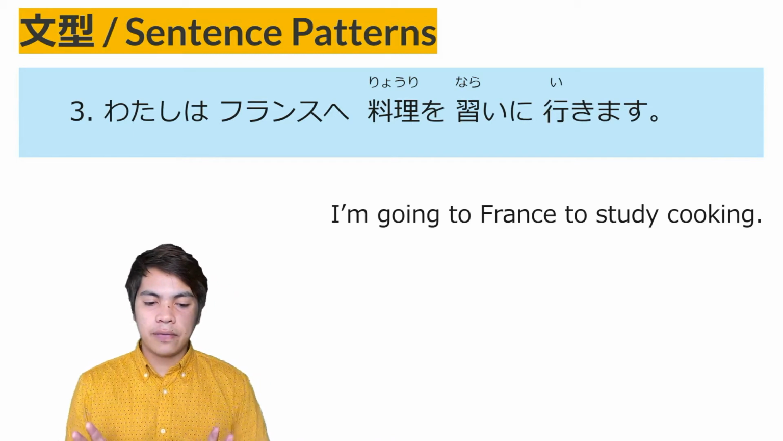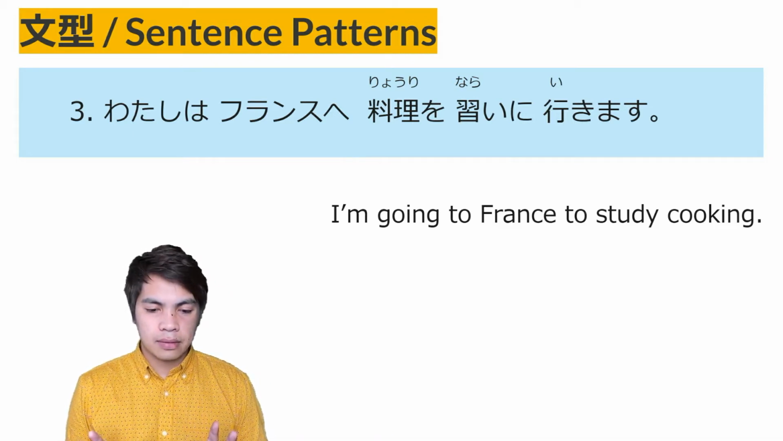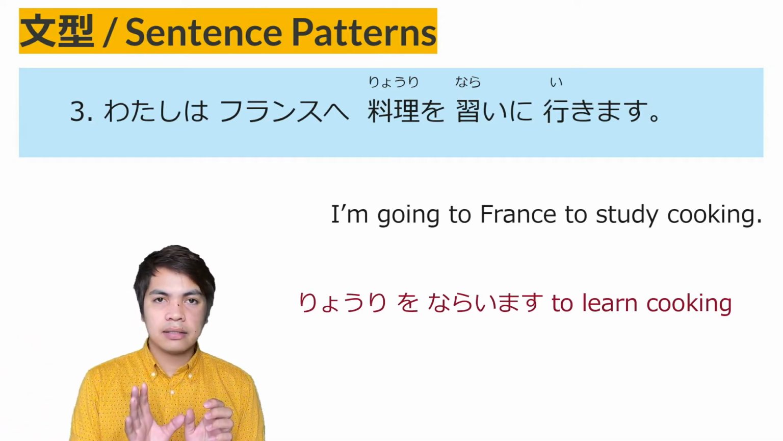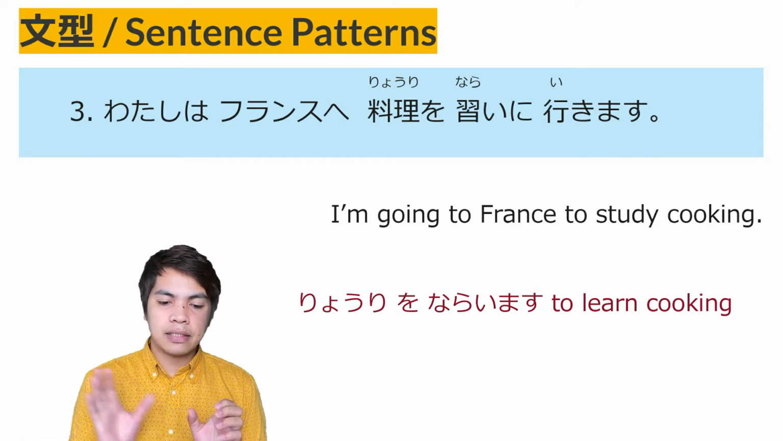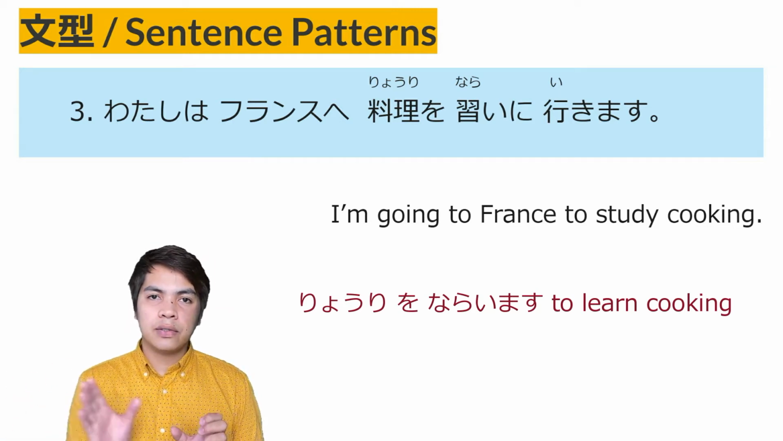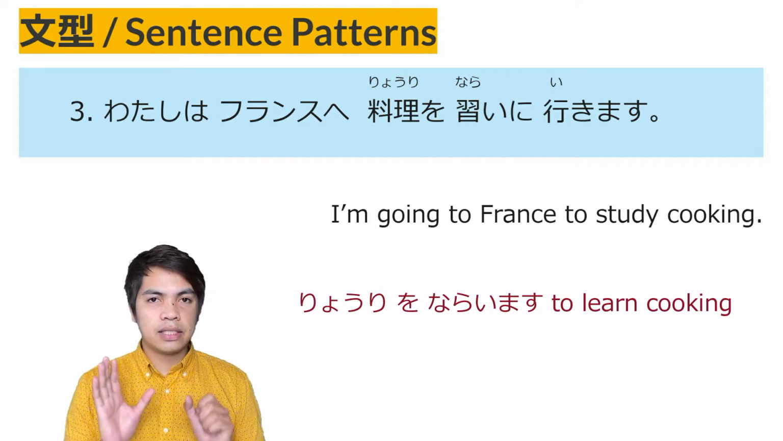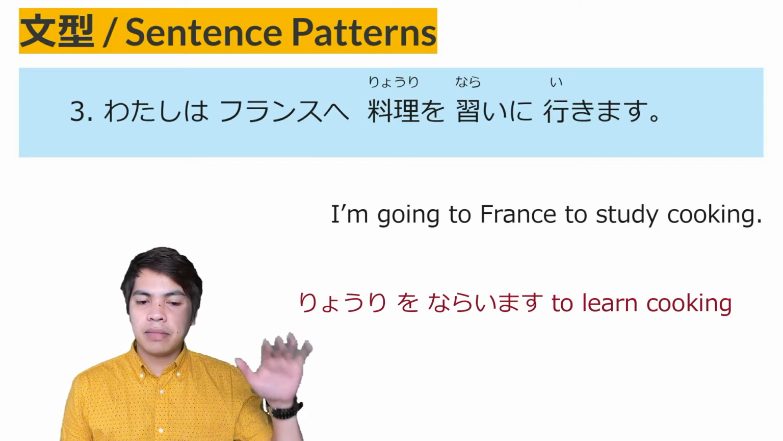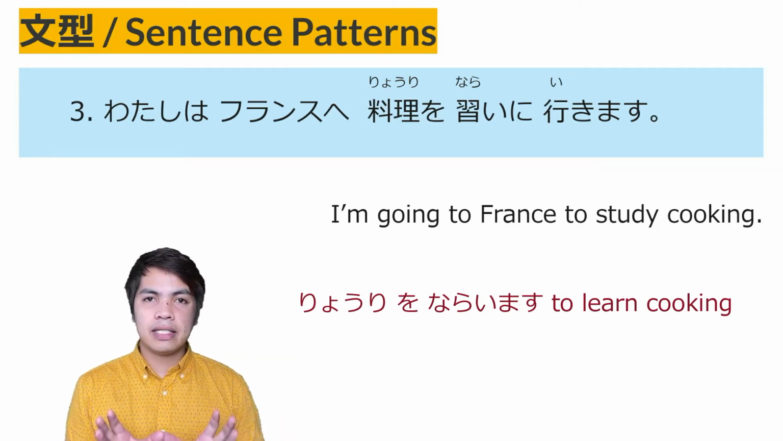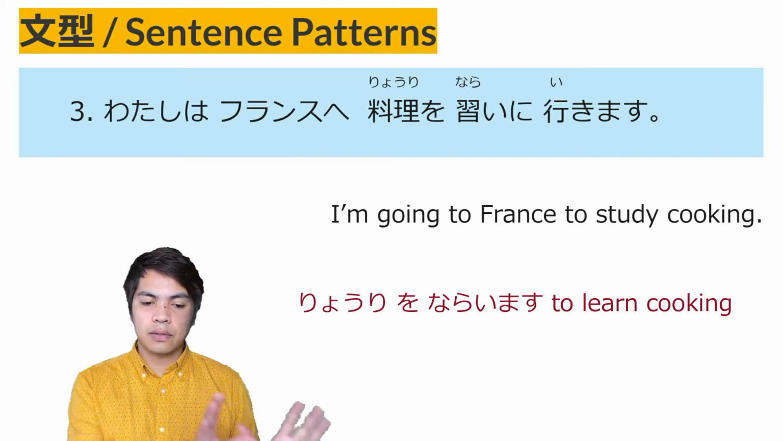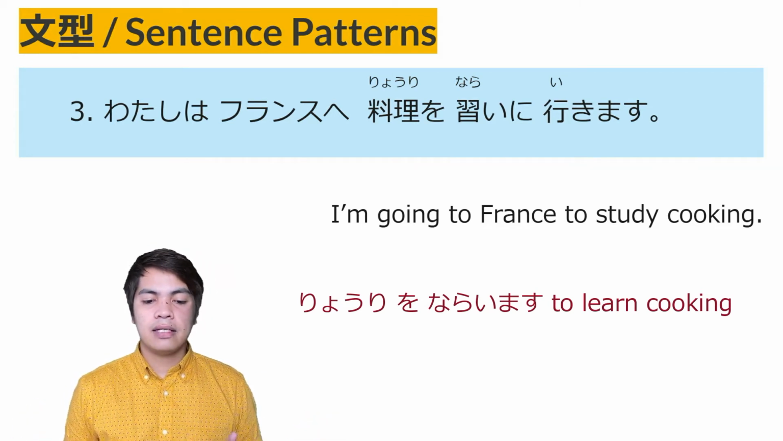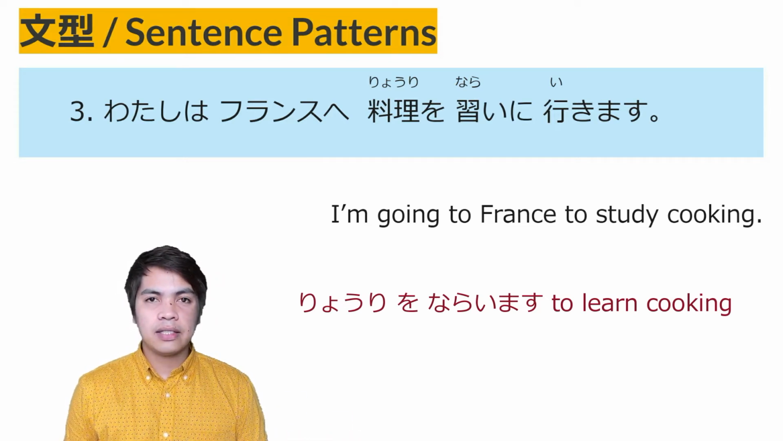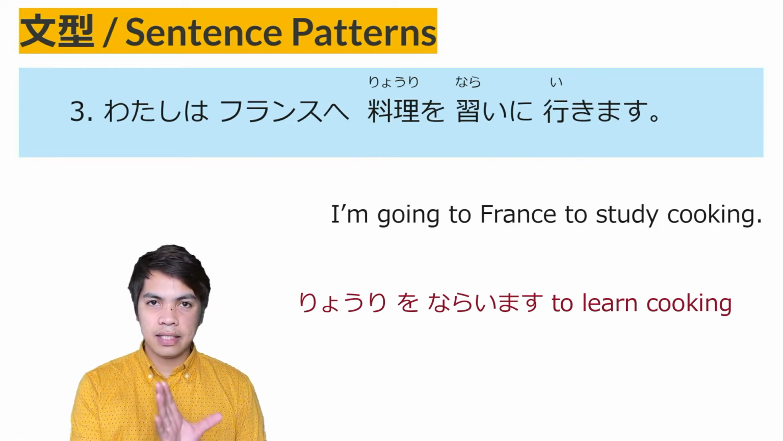Then your purpose of going is indicated by the particle ni. In this case, ryori o narai ni, from the verb naraimasu. Ryori o naraimasu, to learn cooking or to study cooking. That is your purpose of going to France. From the verb naraimasu, you remove masu and add particle ni to make it the purpose of going. Watashi wa Fransu e ryori o narai ni ikimasu. I'm going to France to study cooking.